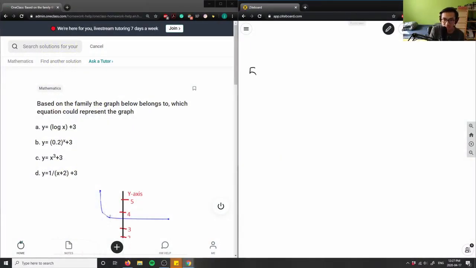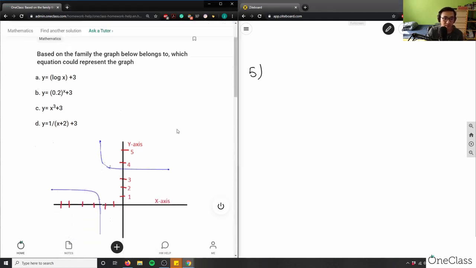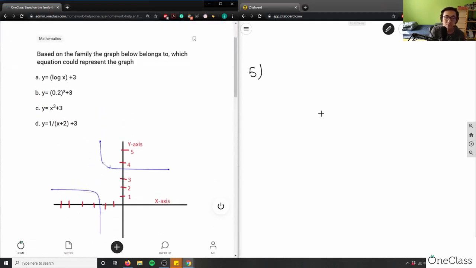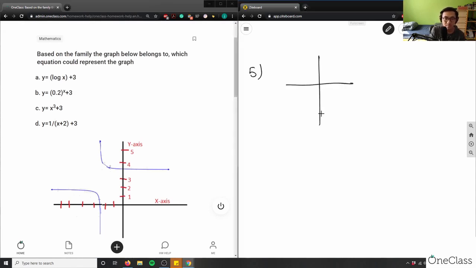So number 5 states: based on the family the graph belongs to, which equation could represent the graph? And then I see this graph here. Okay, so let's redraw this graph. So it's 1, 2, 3. So this here I have something like this. And this here is between 3 and 4. So I'm going to say this is between 3 and 4.